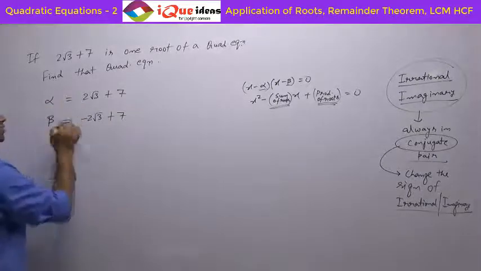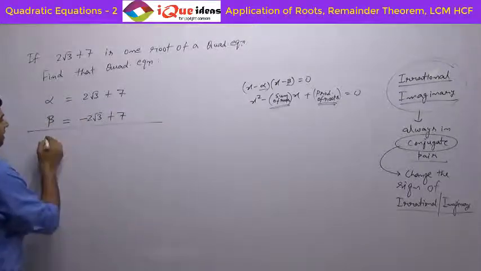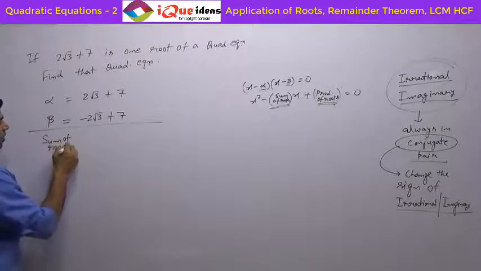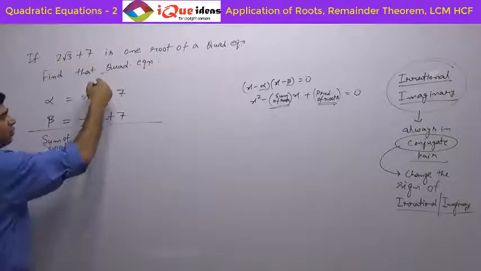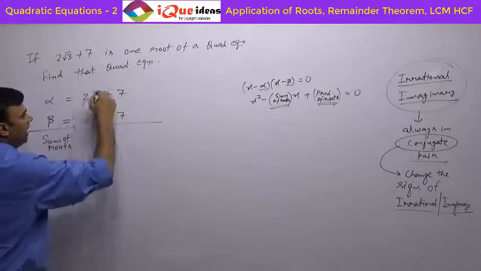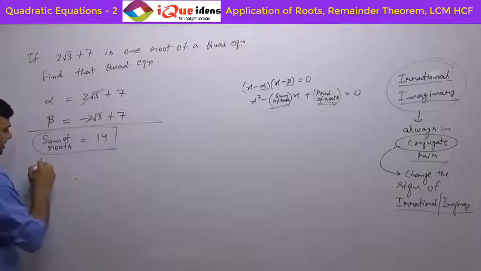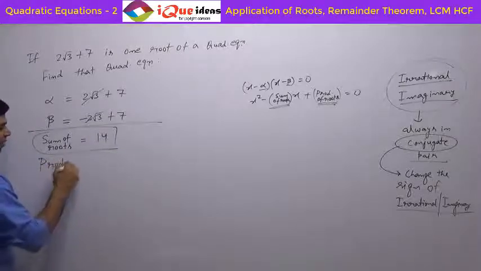So now we have our 2 roots. Now if you add, the sum of roots will be equal to the sum of these two. Simply add: 2 root 3 and minus 2 root 3 get cancelled, and we will have 7 plus 7, that is 14. Right? And similarly, you can calculate the product of roots.